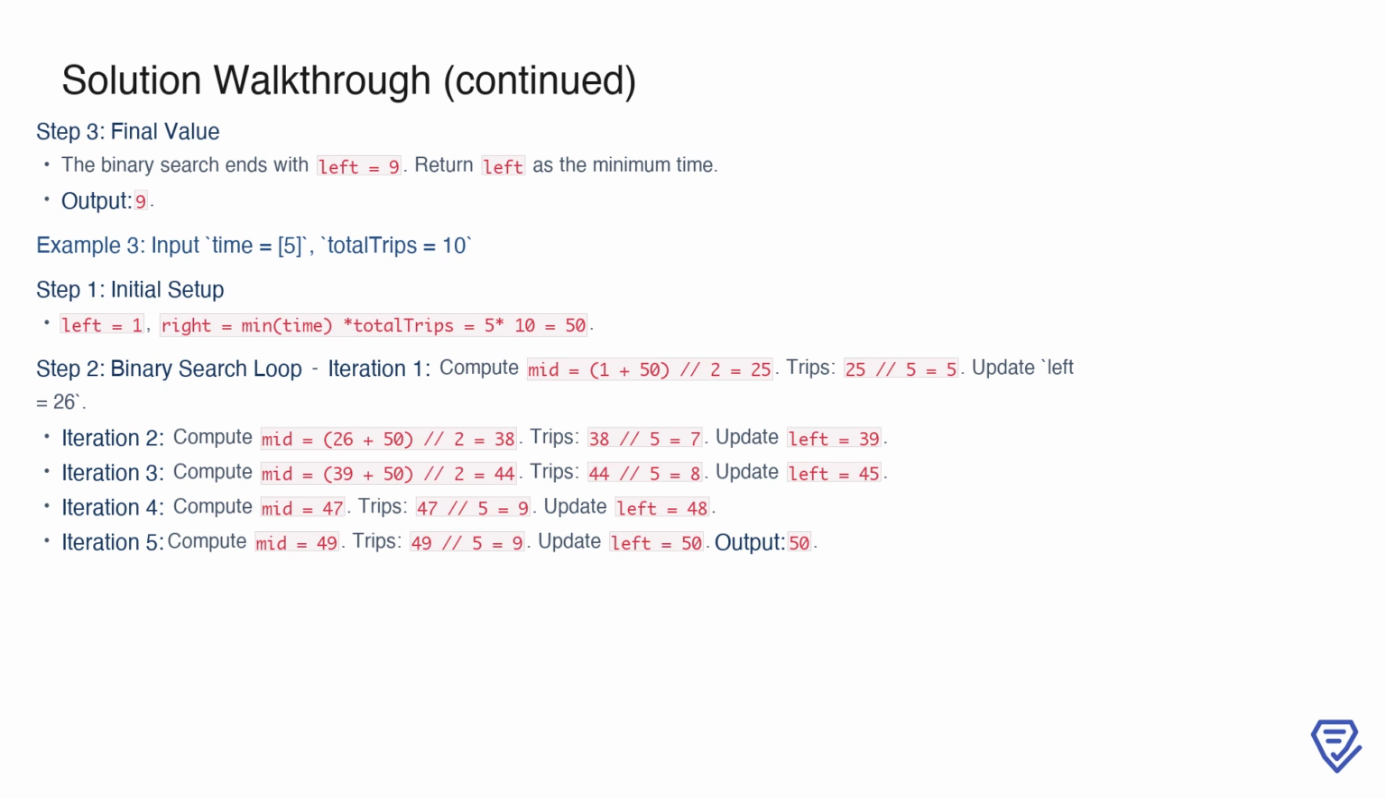In the fourth iteration, mid equals 47 yields 47 / 5 equals 9 trips, and we set left equals 48. Finally, at mid equals 49, we still have only 9 trips, so we update left equals 50. The binary search concludes at left equals 50, which is returned as the minimum time to complete 10 trips.